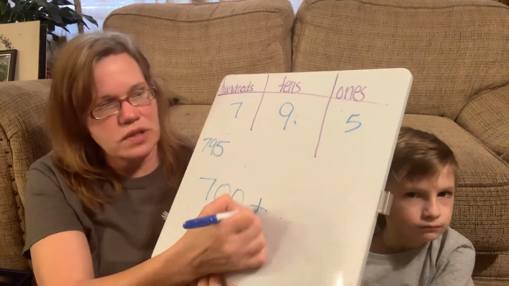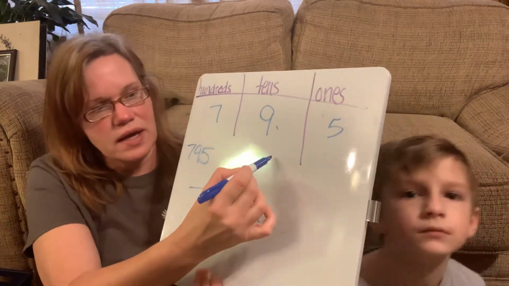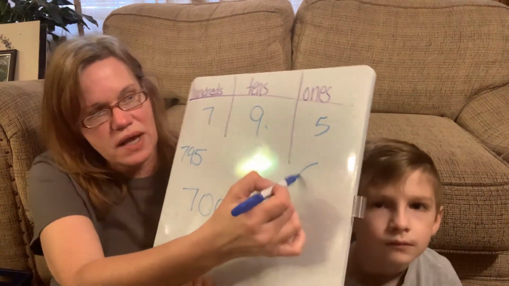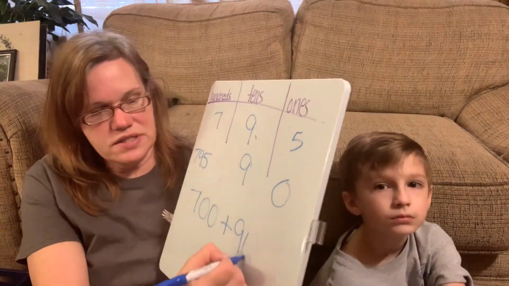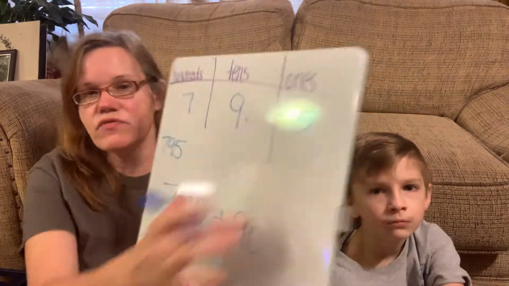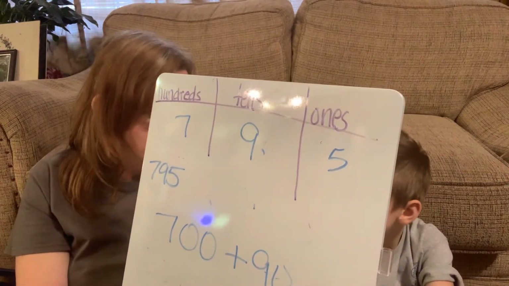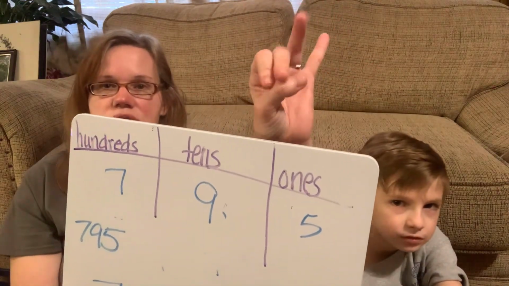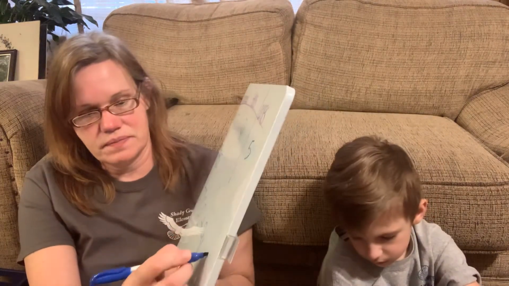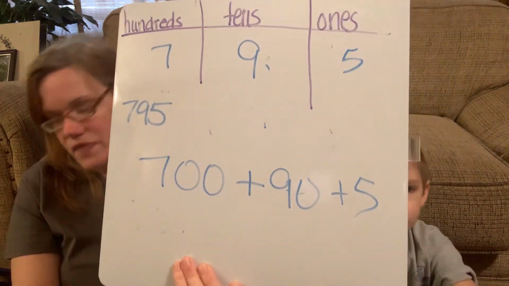Then I put my plus sign. How much is the 9 worth? I can write the 9 and fill the numbers behind it with a 0 because I have 9 tens. If I count those by tens, 10, 20, 30, 40, 50, 60, 70, 80, 90, I see that it's worth 90. So I put 700 plus 90. Then how much is the 5 worth in the ones place? So I have 5 ones. I can count them. 1, 2, 3, 4, 5. So it's worth 5. 700 plus 90 plus 5. All right, let's do one more.